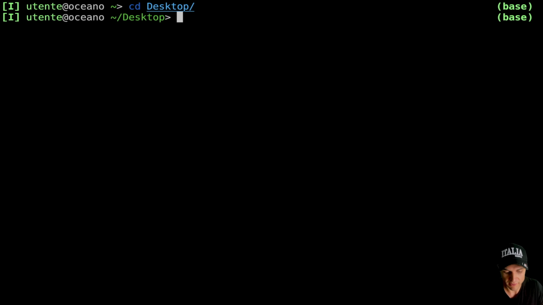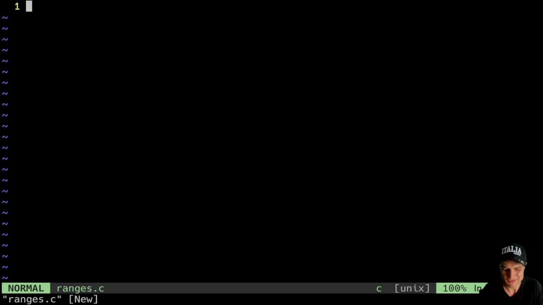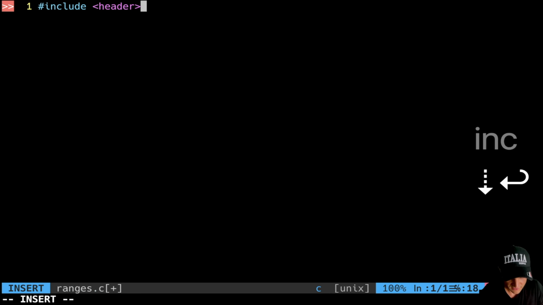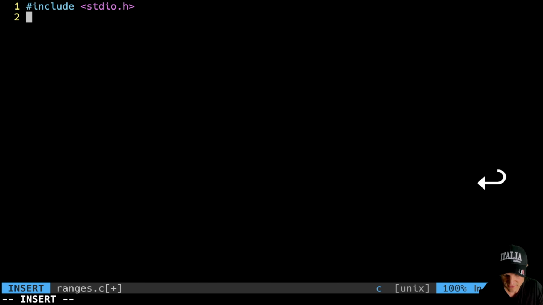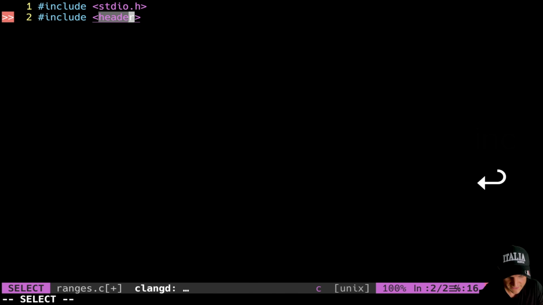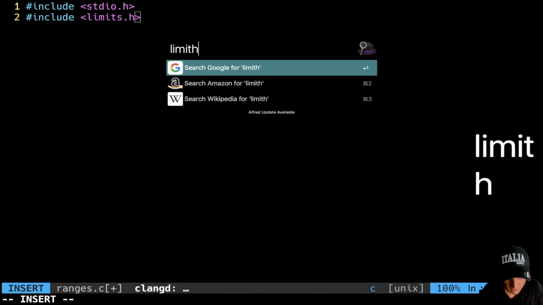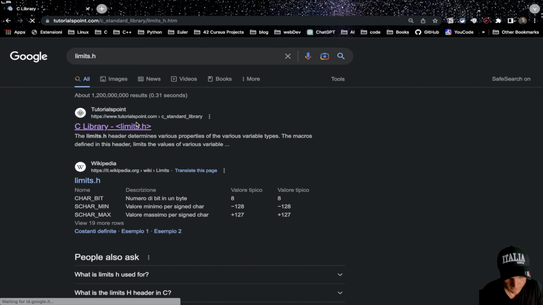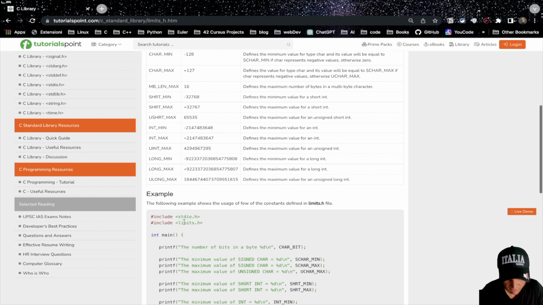So as usual, we open our terminal and we write vim ranges.c. First of all, we're going to do the integers and then the floats. So here I'm going to include, of course, standard input output, like always, because I want to use the printf to see the results. And this time we're also going to include what? The limits.h file. This is a file which is in your system. You can look online, for example, at limits.h on Tutorialspoint, and you will see that you have basically everything written there.